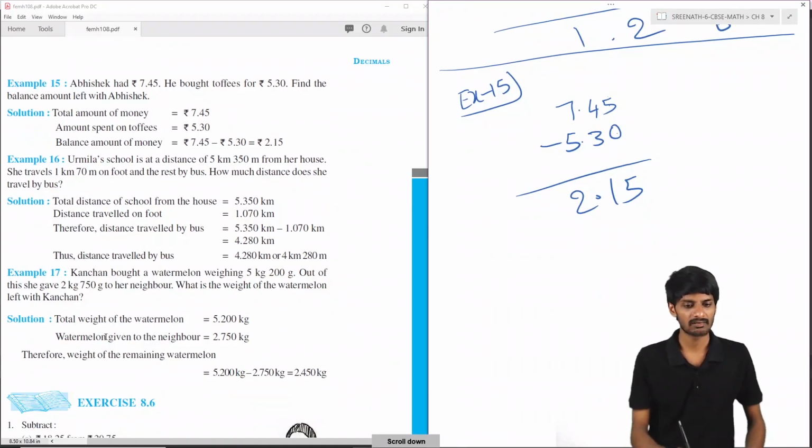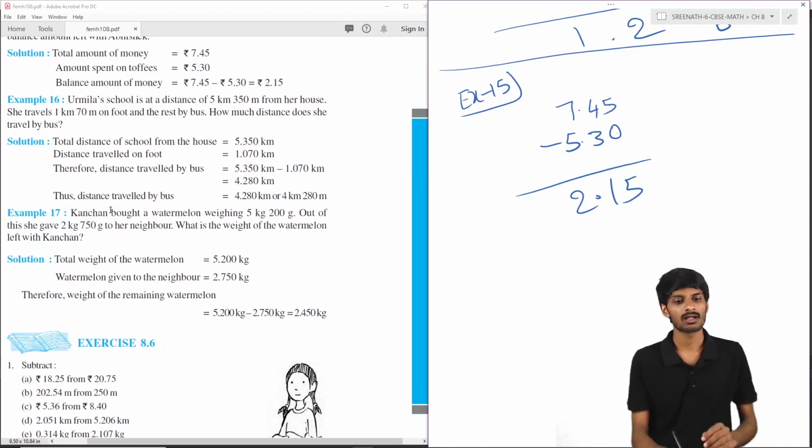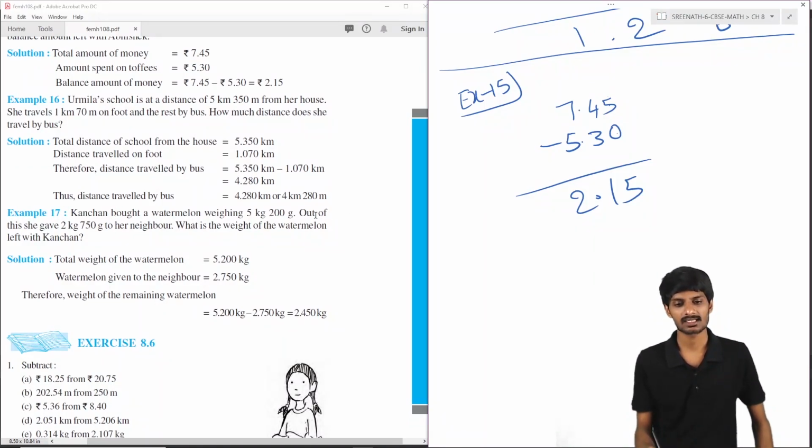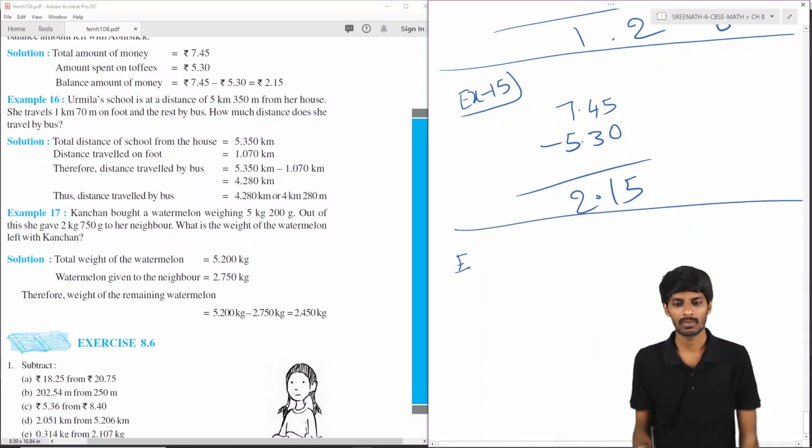So you have to do this, and I will explain you this. Kanchan bought a watermelon weighing 5 kgs. So, example number 17.